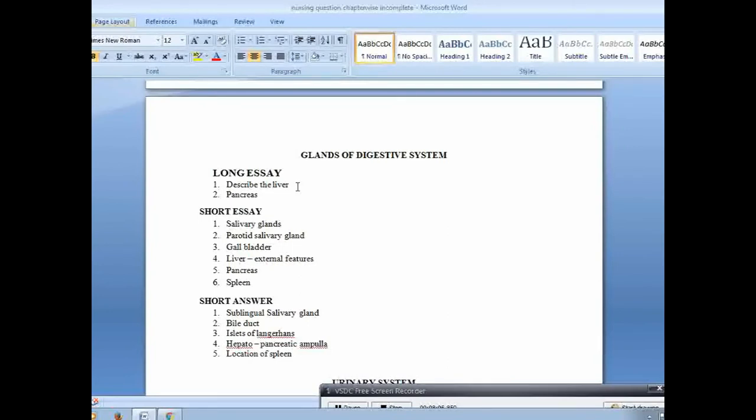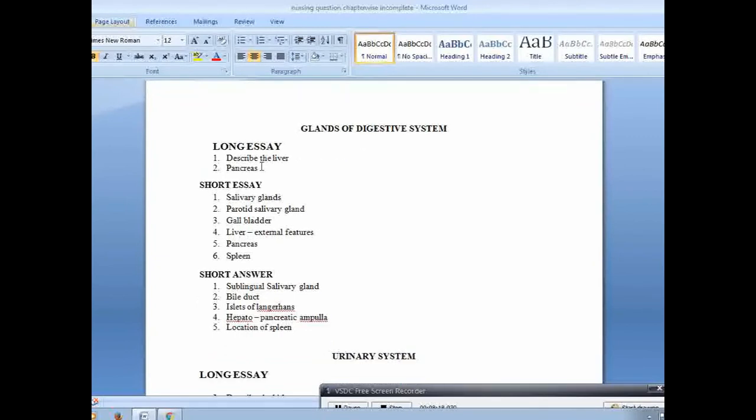Mention about the portal vein also, the porta hepatis as well. The relations of the liver, the visceral relations of the liver. Pancreas, again the location of the pancreas, the exocrine part, the endocrine part of the pancreas, the duct of the pancreas, the different parts of the pancreas: head, neck, body, tail, the relations of the pancreas, the peritoneal attachment of the pancreas, the visceral relation of the pancreas. Those things are to be mentioned here.